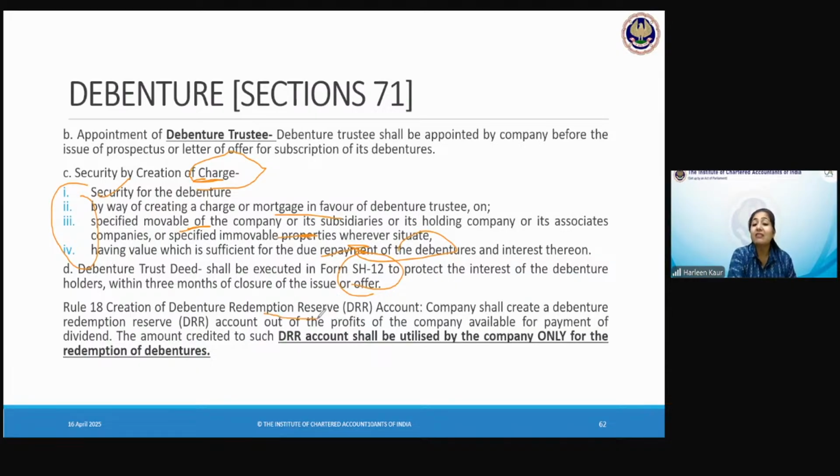After that, DRR reserve is created. Debenture redemption reserve. There we were creating which reserve? Capital redemption reserve. Here we are creating debenture redemption reserve out of the profits available for paying the dividend. The amount which is credited to the DRR will be used for redemption of debentures. What is the meaning of redemption of debentures, children?